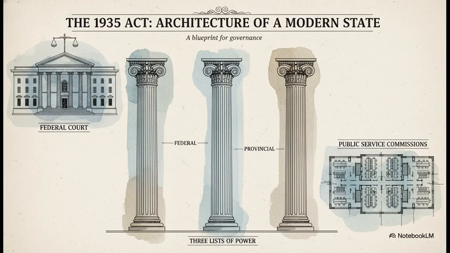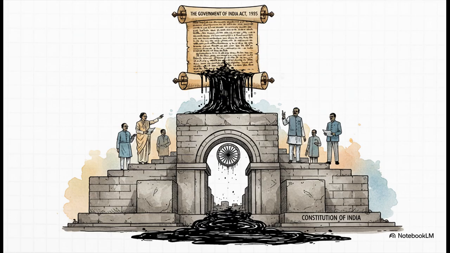It also introduced the 3 lists for dividing power: federal, provincial, and concurrent. If that sounds familiar, it's because India still uses that system today. It also set up a federal court, the forerunner to the Supreme Court, and public service commissions. You are literally watching the architecture of a modern country being built. And this is why this act is so incredibly important.